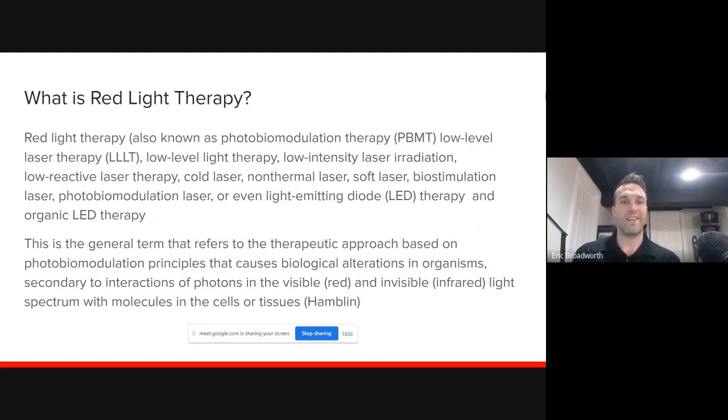So we're going to get into what is red light therapy. This is a question that you probably ask yourself, that your patients are going to ask you. So it's important to have an answer.